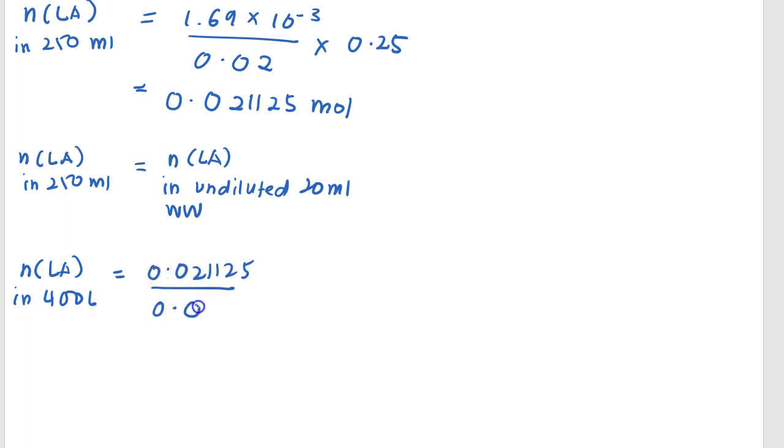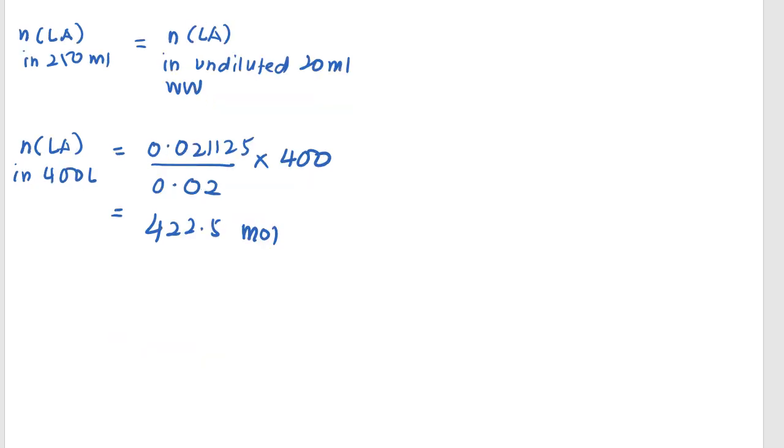Divide by 0.02, don't forget to convert it to liters please, times 400. And you will get 422.5 moles. Okay, now remember, this 422.5 moles are just moles of lactic acid that was unreacted.